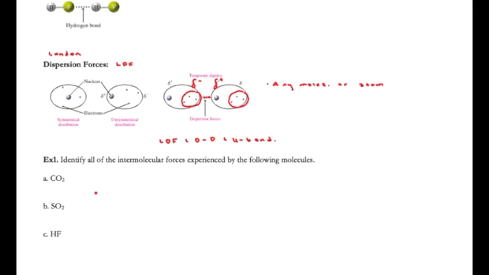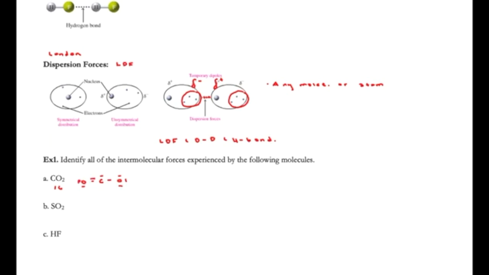It says identify all the intermolecular forces experienced by the following molecules. So for CO2, I've got to draw this molecule out first. Carbon has 4 valence electrons. Oxygen has 6 times 2, gives me a total of 16. Carbon's my central atom. So when I draw this out and make everyone happy, what you'll notice is that I am right now using too many electrons. I'm using 20, I believe. Let's see, 2, 4, 6, 8, 10, 12, 14, 16, 18, 20. I'm using too many, which means I need to get rid of 2 sets of lone pairs in order to create a double bond.